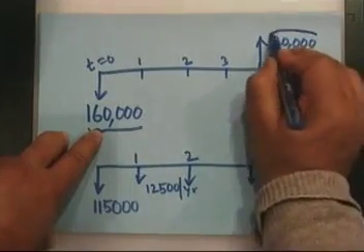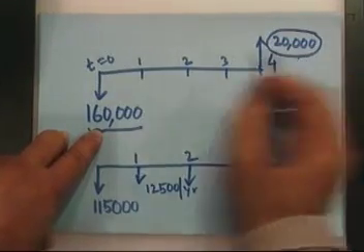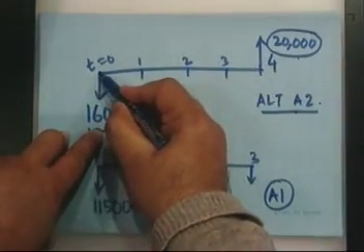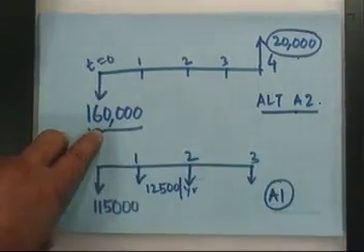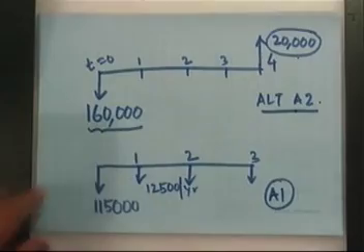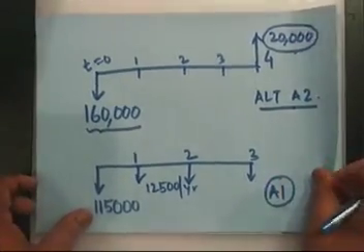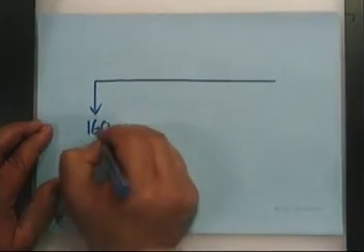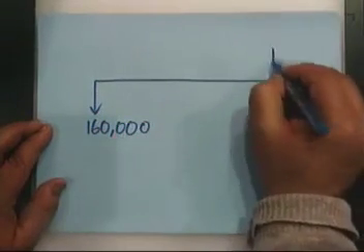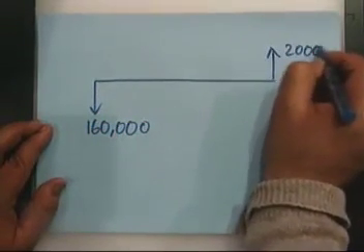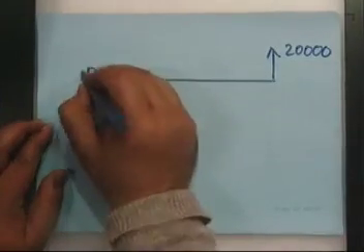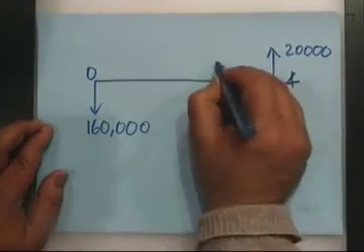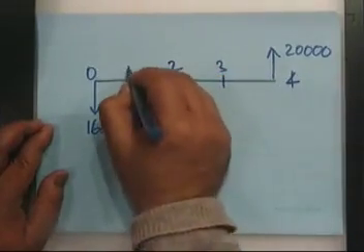Similarly, this 20,000 I need to bring to time t equal to 0 and annualize it to 4 years. This will be more clear like this. When I take these diagrams separately, 160,000, this is 20,000, this is 0, this is 4, 3, 2 and 1.